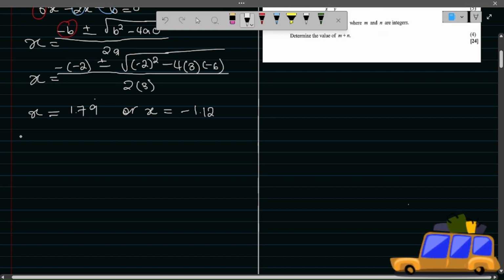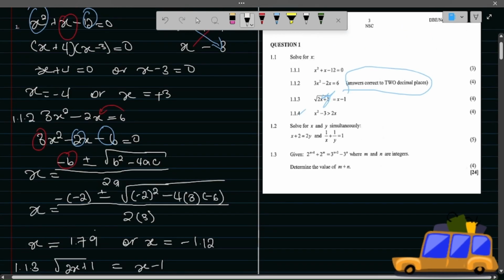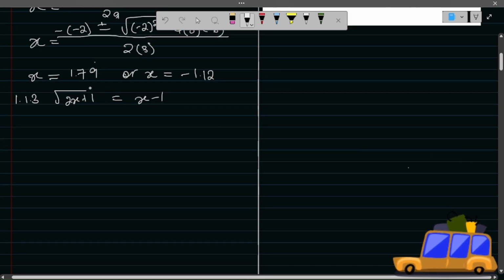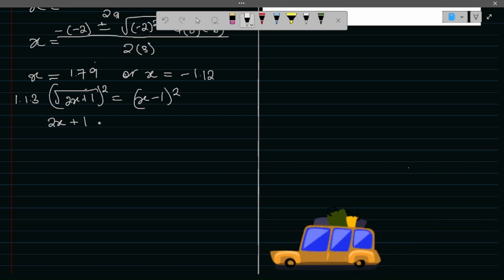So our third question says 1.13, right? So it's the square root of 2x plus 1 is equal to x minus 1, right? Now the thing that you do in this question is, since we have a square root on this side, our understanding is to get rid of the square root. So you square both sides. Then you're going to be left with 2x plus 1 is equal to, right?